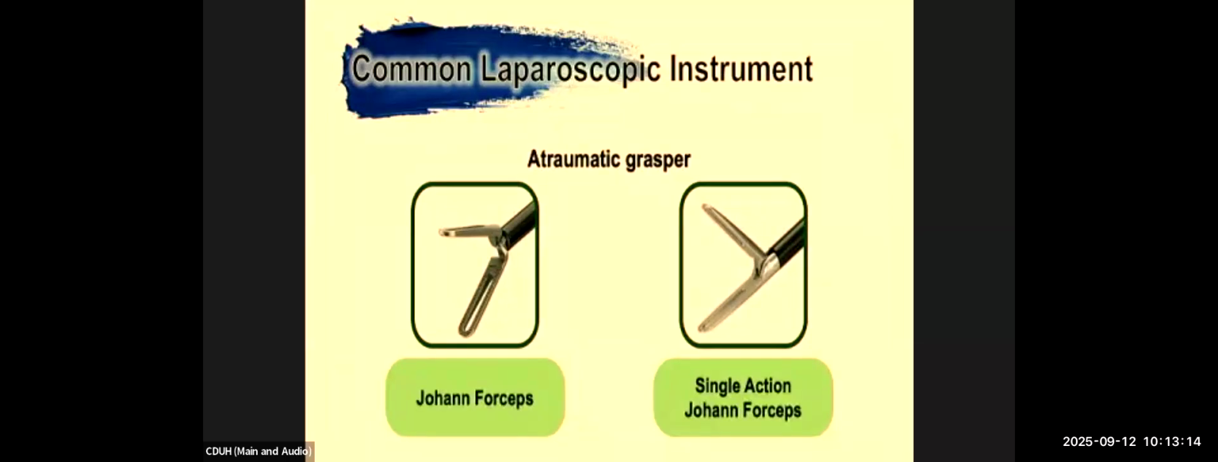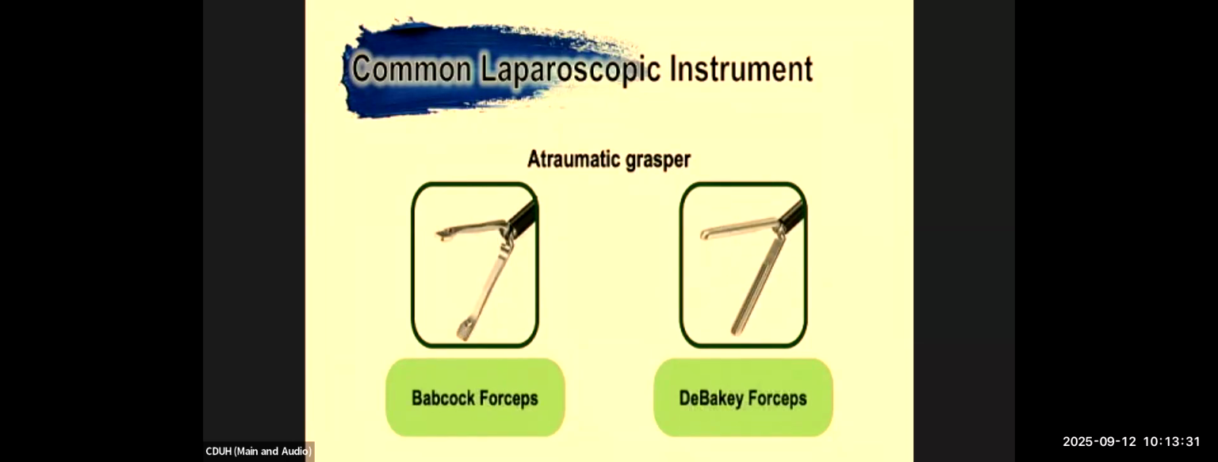So next I'm going to show you the common laparoscopic instruments. First one, Johann forceps. These are all atraumatic graspers for the bowel. Johann forceps, single action Johann forceps. The first one has both jaws that can open and close, while the second one only has one side that can open. Second one, this is a Babcock.